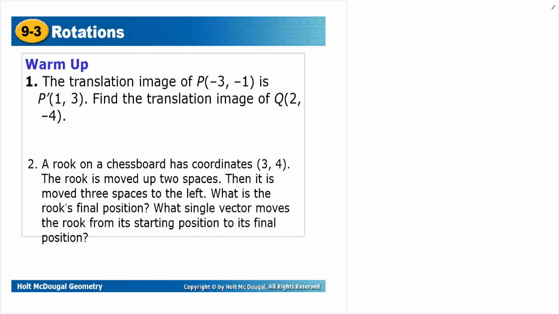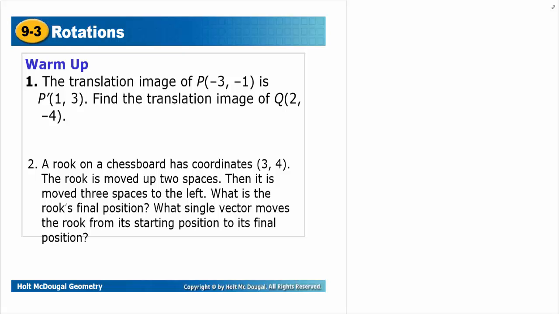Alright guys, now we're moving into 9.3 on rotations. Up to this point, if you remember what we did in 1.7, we introduced all our transformations, our translations, our reflections, and our rotations. So kind of going through chapter 9, this is the third of those three transformations that were previewed in 1.7. So you've seen this before, is what I'm trying to say.